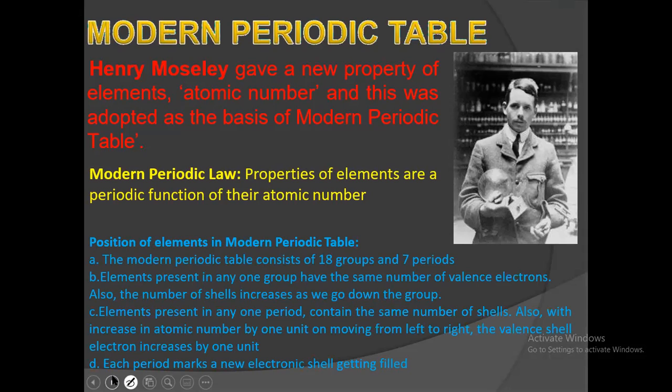The modern periodic table consists of 18 groups and 7 periods. Elements present in any one group have the same number of valence electrons, and the number of shells increases as we go down in the group. Elements present in any one period contain the same number of shells. With the increase in atomic number by 1 unit on moving from left to right, the valence shell electrons increase by 1 unit. Each period marks a new electronic shell getting filled.